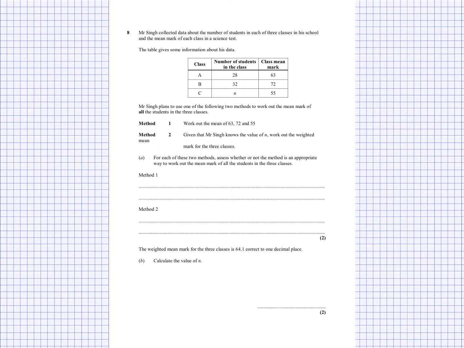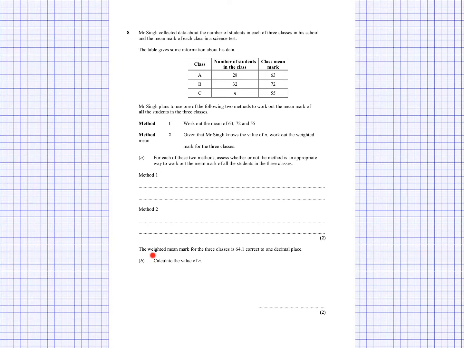Okay. And method 2 is to work out a weighted mean. Now, weighted mean would use these weightings, or these numbers of students, and do it in proportion. So this 72 will get its true value with those 4 more students than the 28 and so on. Okay, so here the weighted mean will take into account the different numbers of students. So you say something here.